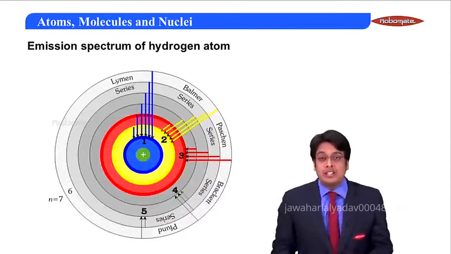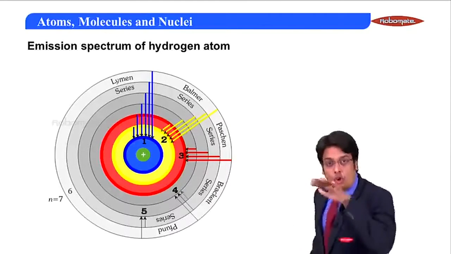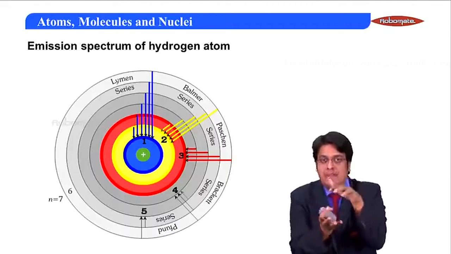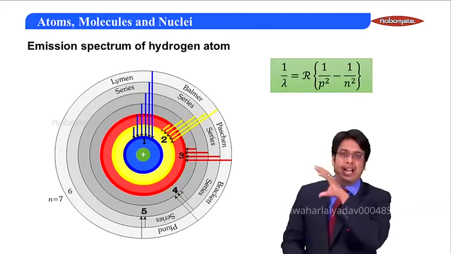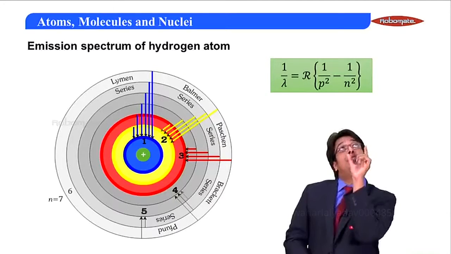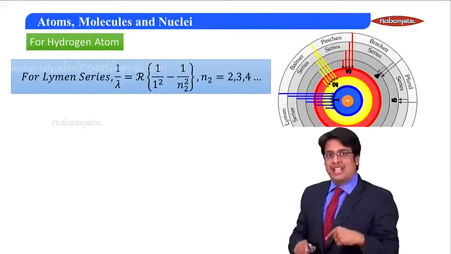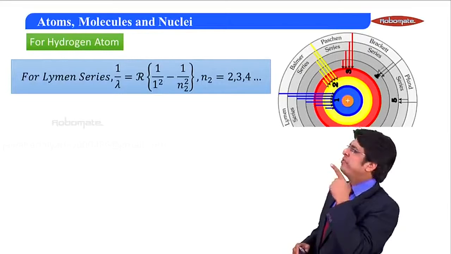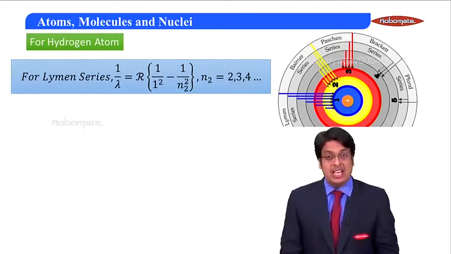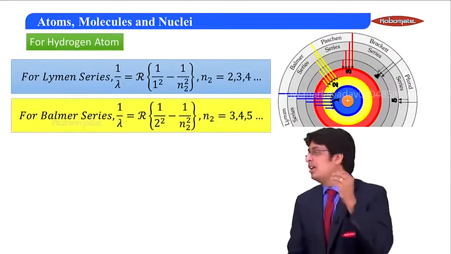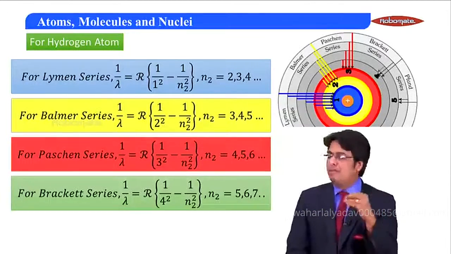Clear? Now let's come towards the atom. Oh wow, it's a big atom. The whole lines which we showed in the horizontal pattern, now I have put up in the atomic form. Same thing. Okay? And let me derive this formula. 1 by lambda is equal to R. Now, is it proved? Yes. Is it applicable? Yes. So in your exam, if they ask you Lyman series, in that formula, replace p with 1. So it is 1 by 1 square minus 1 by n square. And then n2 can be 2, 3, 4, 5, 6. Similarly for Balmer, similarly for Paschen, similarly for Brackett, similarly for Pfund.